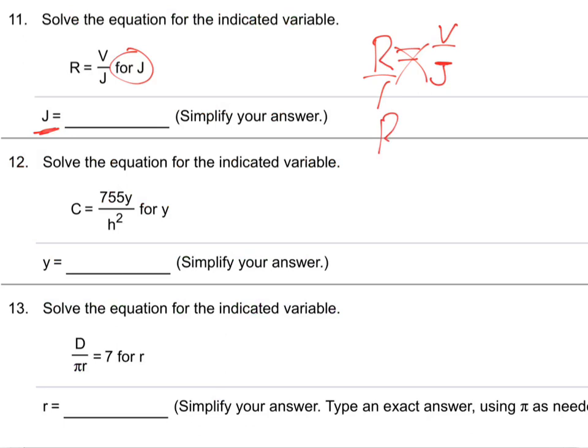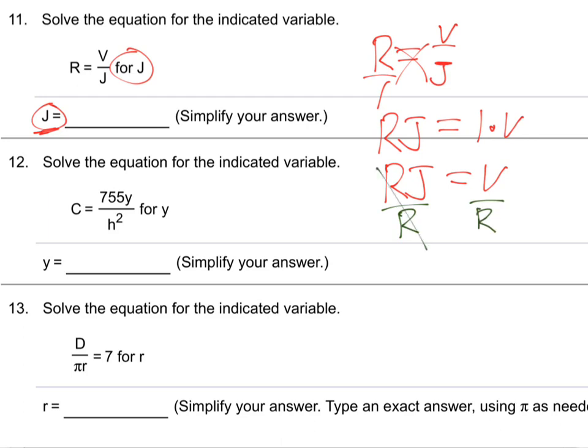So this is just rj is 1 times v. And 1 times v is just v, huh? So rj equals v. So far, so good? Right? If you just have two fractions, just cross multiply. Now, what are we trying to get alone? J. So what do you got to do to get j alone? Divide by r, huh? Boom, there it is. J is v over r. So that's the answer for number 11. Try number 12.